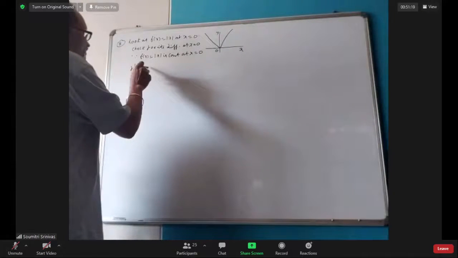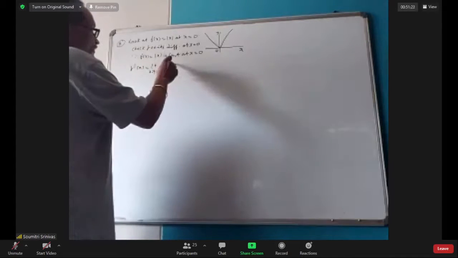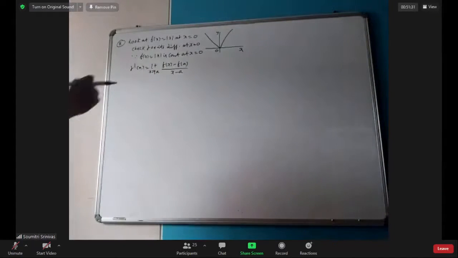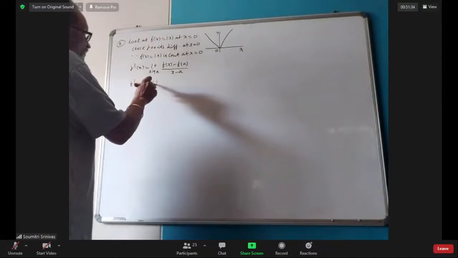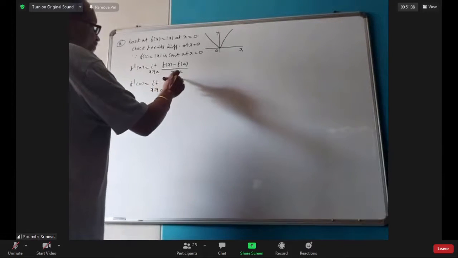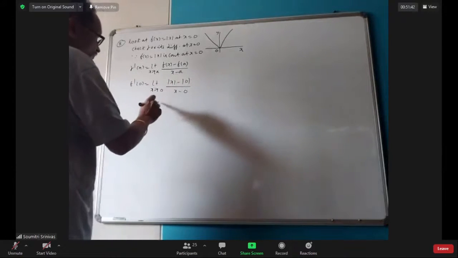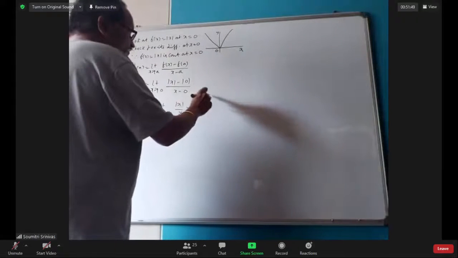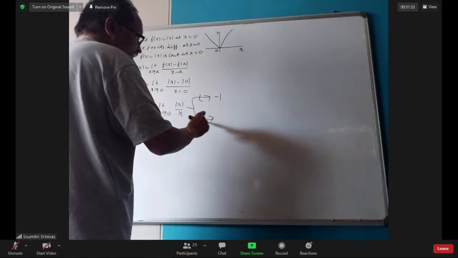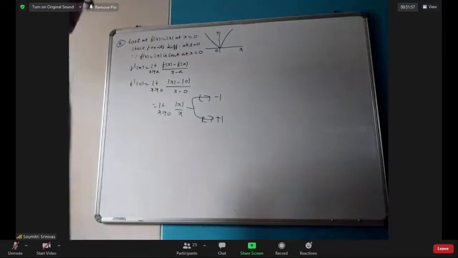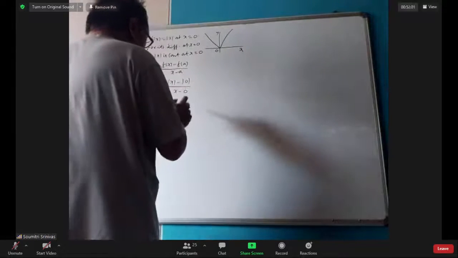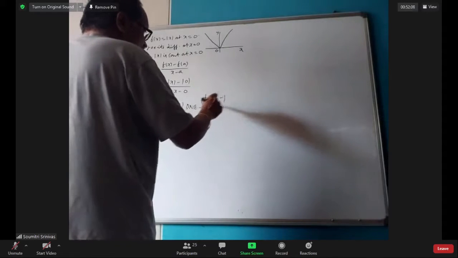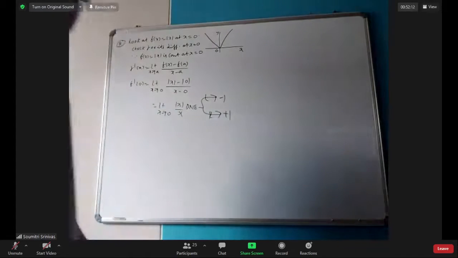What is the definition of f dash of a? Limit x goes to a of f of x minus f of a by x minus a. Your a here is 0. f of x is mod x, f of a is mod 0. So this is limit x goes to 0 of mod x by x. We all know the left hand limit here is minus 1, and the right hand limit is plus 1. In fact, limit x tending to 0 of mod x by x does not exist.